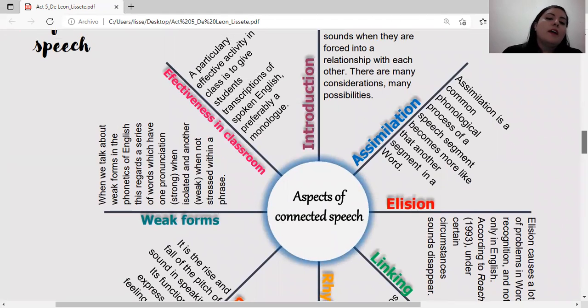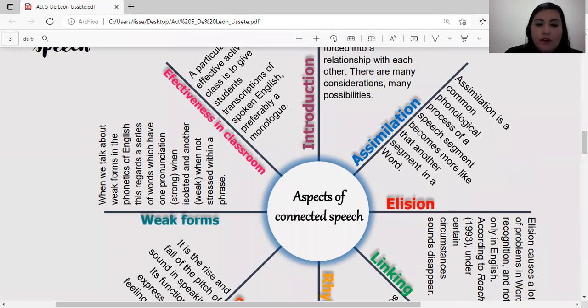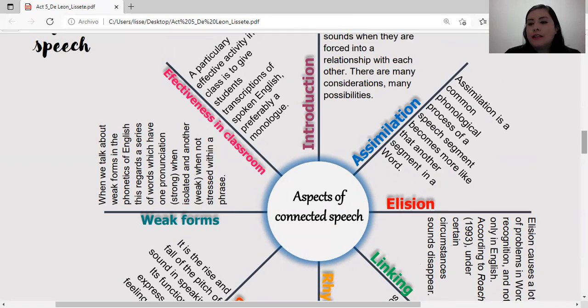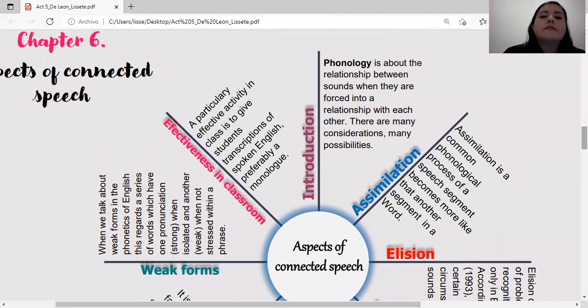Effectiveness, weak forms. When we talk about weak forms in the phonetics of English, this regards a series of words which have one pronunciation, strong, when isolated, and another, weak, when not stressed within a phrase. Finally, let's talk about the effectiveness in the classroom. A particularly effective activity in class is to give students transcriptions of spoken English, preferably a monologue.